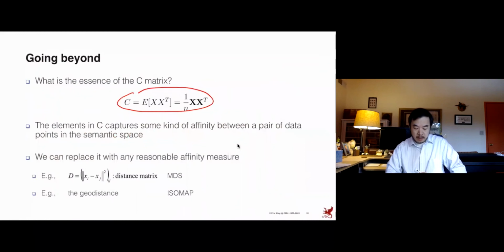Departing from here, we can actually expand the notion of the covariance matrix. The covariance matrix is actually capturing some kind of affinity between the data points, right? But you can also use some other method to compute the affinity. For example, you can just replace every entry in the C matrix to be just the pairwise Euclidean distance between the points. This is known as MDS, okay, the minimum description length, something like that. I forgot the exact name.